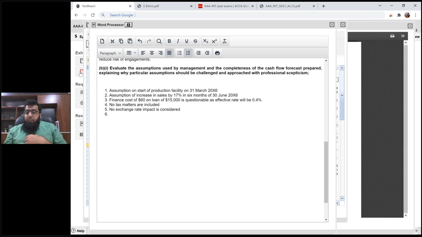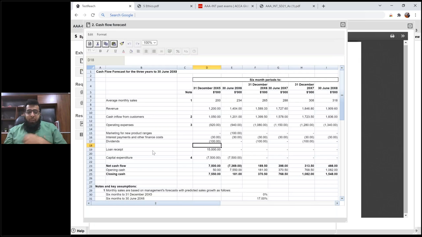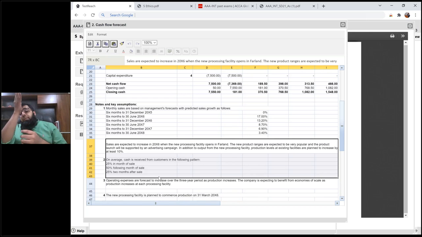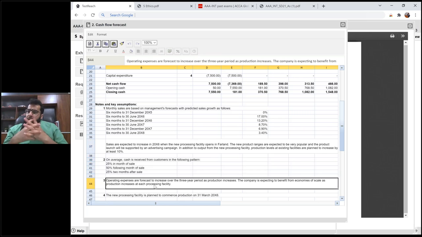Then, if you look at their assumptions, I think it's a very simple question. There is a bunch of rubbish assumptions they have used. They are saying that in the operating expense, the company is expecting to benefit from economies of scale as production increases at each production facility. Now, this is also very important to ask: when you are going to a completely different country, which will have a separate production facility, how will you get economies of scale? Economies of scale usually happen when we increase our capacities at the same place. You are going to a different country. Obviously, rather than having economies of scale, there is a very high chance that you will get diseconomies of scale.